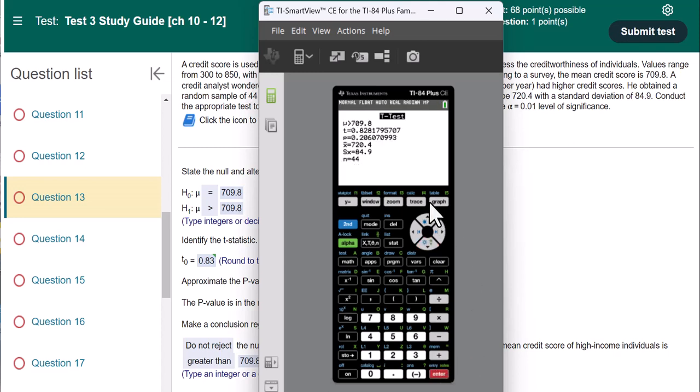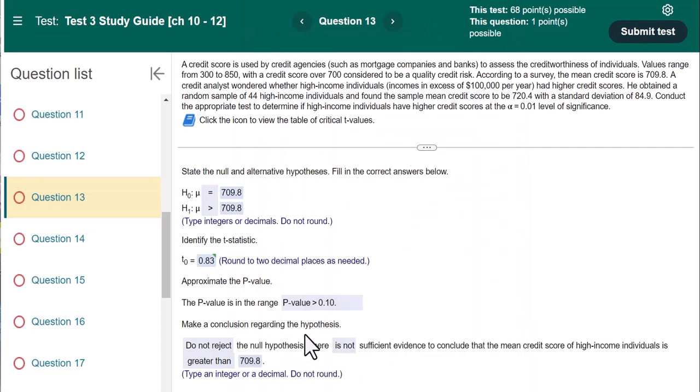And you get t to be 0.83 if you round to 2 decimal places. And look at the p-value, it is huge, 0.2060. So you're going to fail to reject the null hypothesis. So you fail to reject the null hypothesis, and you conclude that you don't have sufficient evidence to support the claim.